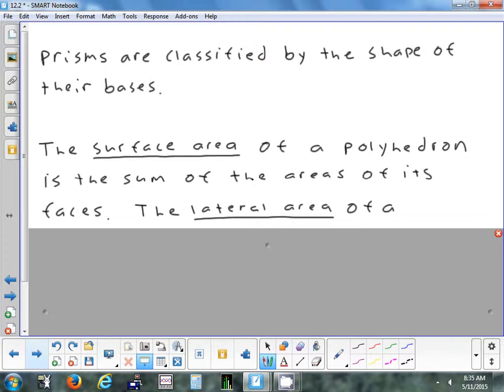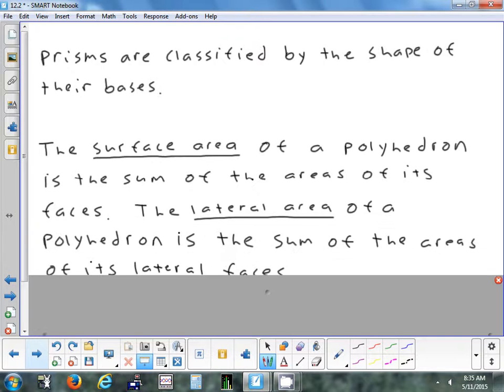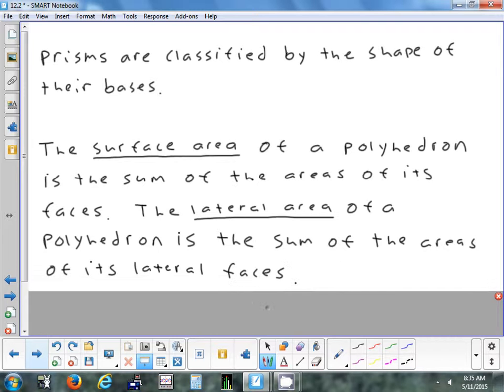So if they ask you on MCAS, they have a special section on your reference sheet for surface area and a section for lateral surface area. If they say surface area, they want you to find the surface area of all the sides. If they write lateral, find the surface area of all the sides except the bases, just the lateral faces. So ignore the bases.